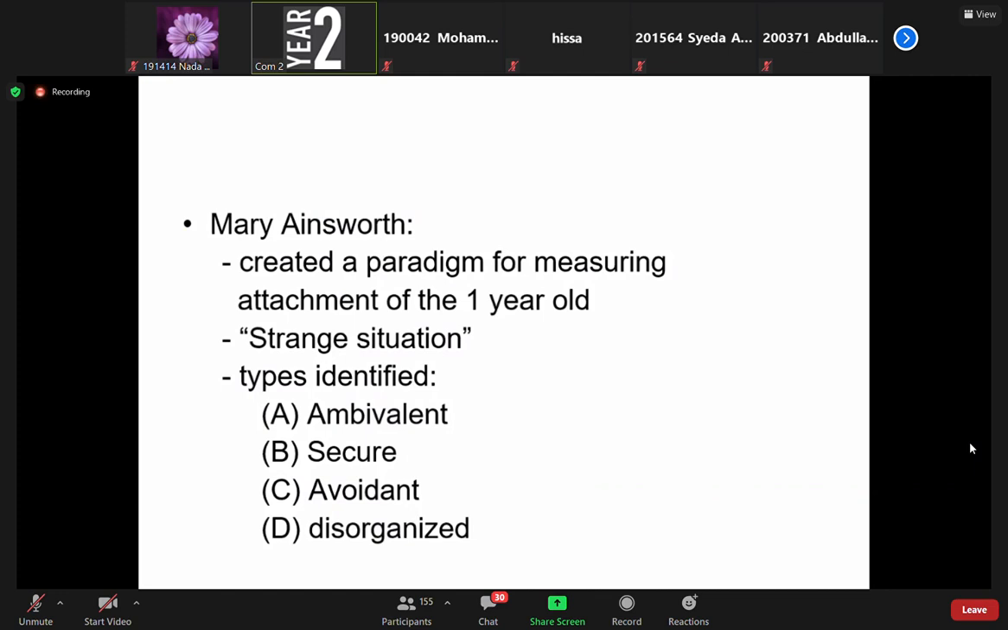Another person, Mary Ainsworth, talks about attachment in the first years of life, and she defines different types of attachment. She talks about ambivalent, secure, avoidant, and disorganized. Do you know what ambivalent means?